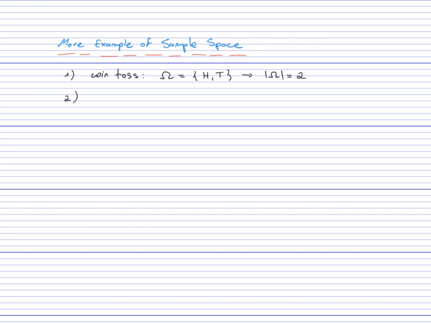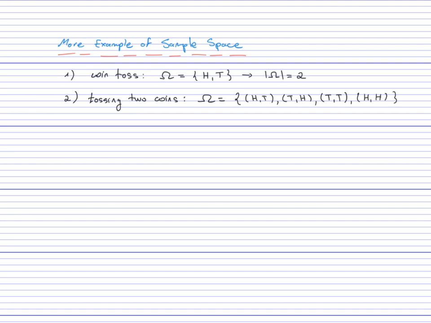Okay, let's continue. Suppose now that I complicate it a bit, and now I'd like to talk about tossing 2 coins. So now, what would be omega? So omega here, now that we toss 2 coins, there are 4 possibilities. First one is that we get head and then tail. Next one is that we get tail first and then head. Another possibility is that we get tails and then again tails. And last one, heads and heads.